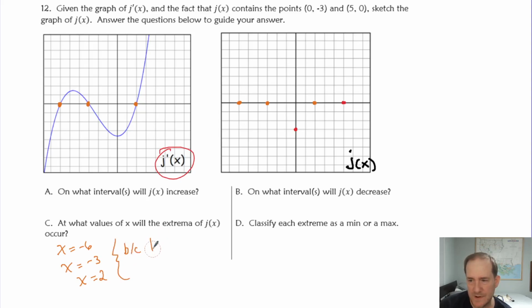Because the derivative is 0. Oh my god, derivative is 0. Oh my god.